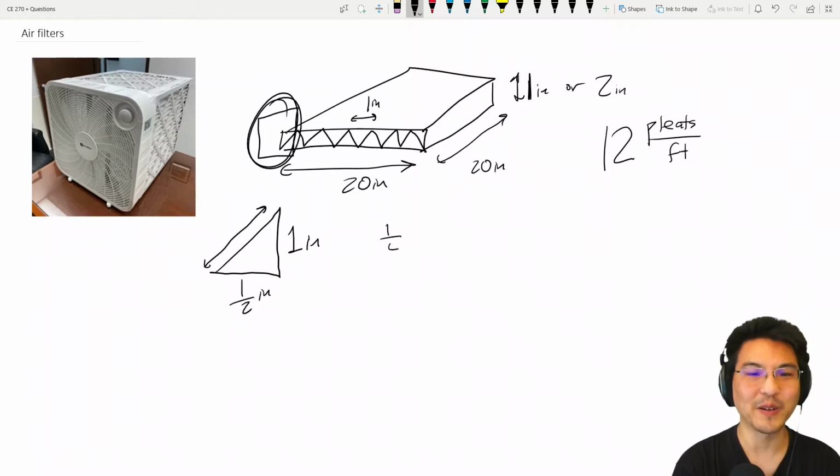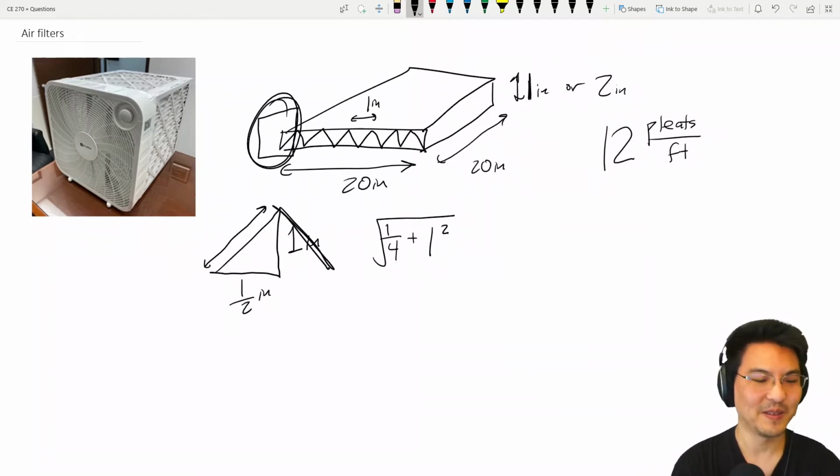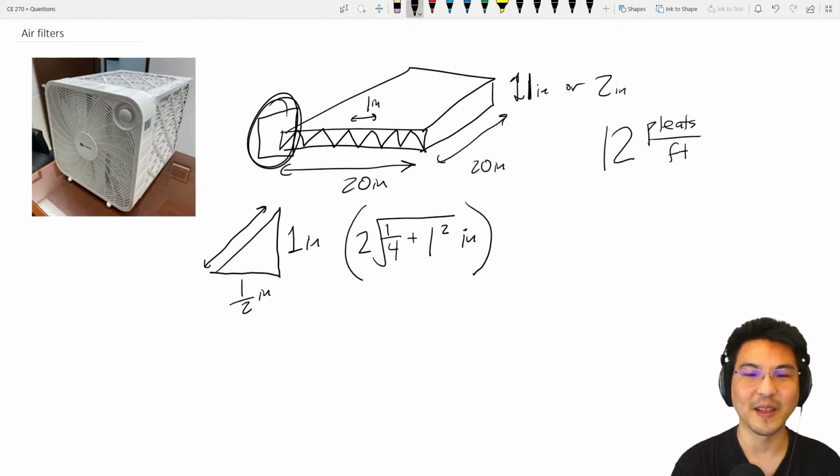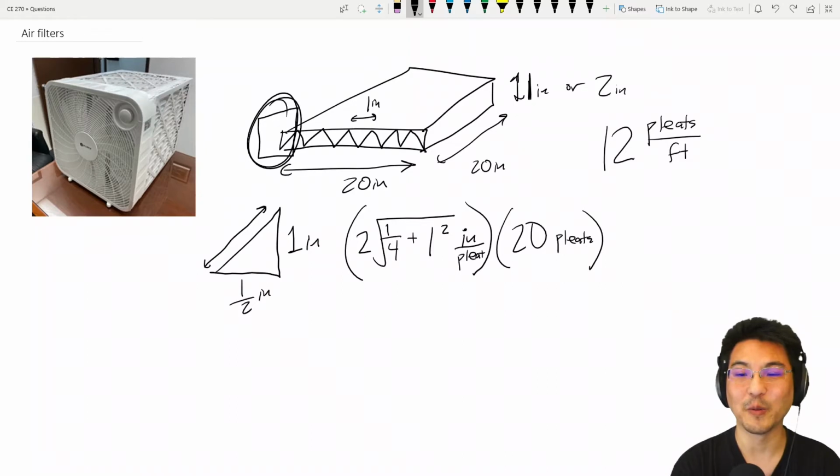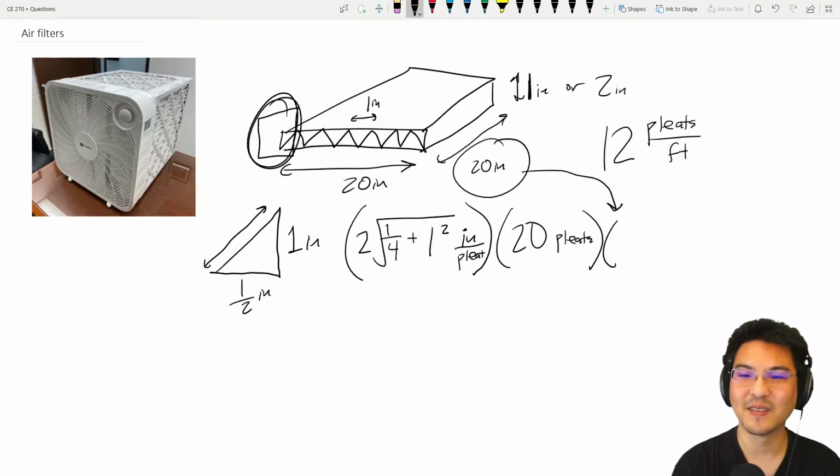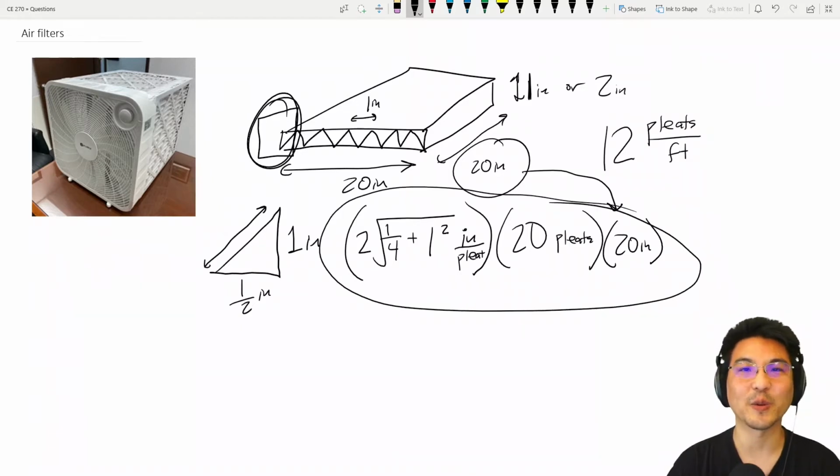It's the square root of 1/2 squared plus 1 squared. So this is half a pleat, so we've got a times 2 for 1 whole pleat. This is the length in inches for 1 pleat. And then there are 20 of them, right? So technically it's inches per pleat, and then there are 20 pleats for this dimension. And if we want an area, then times 20 inches over here. Okay, so now this is our surface area in square inches.